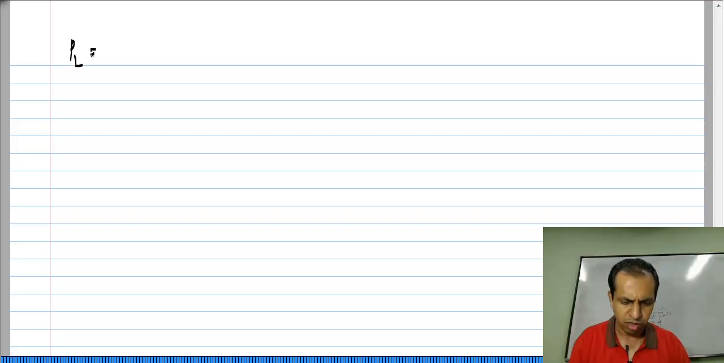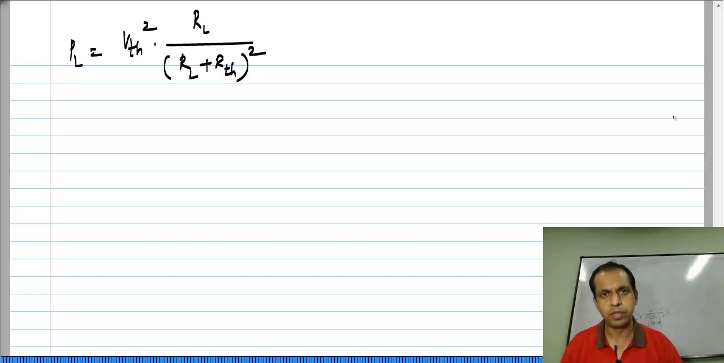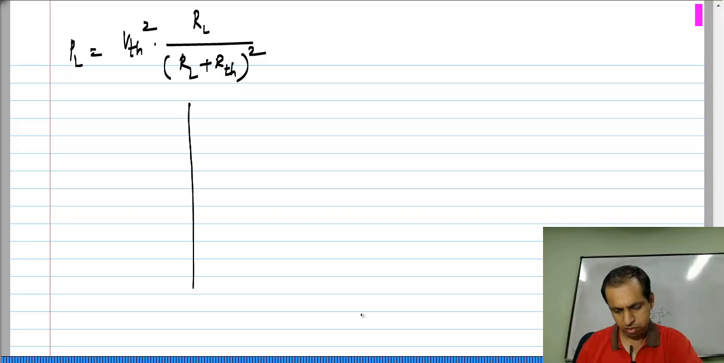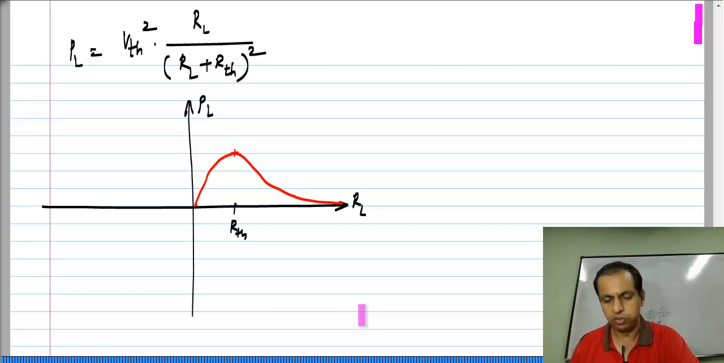Now let's explore this a little bit further. This expression, PL being VTH square times RL by RL plus RTH squared. Okay, if you plot PL as a function of RL, this is what you will see. If RTH is positive and RL is restricted to be positive, then this function will be maximum when RL equals RTH, and then for both RL equal to 0 and RL equal to infinity, the power falls off to 0.